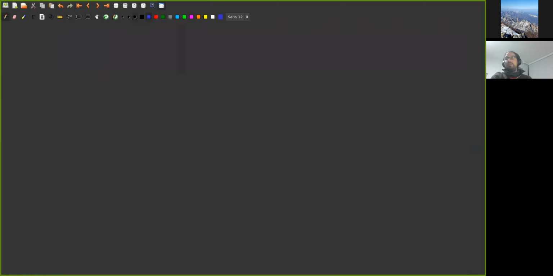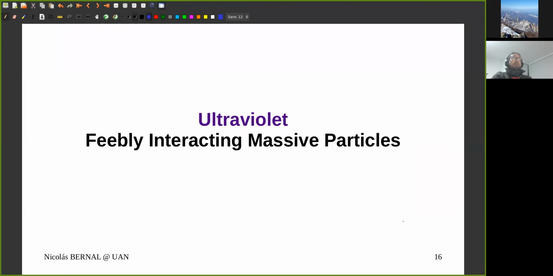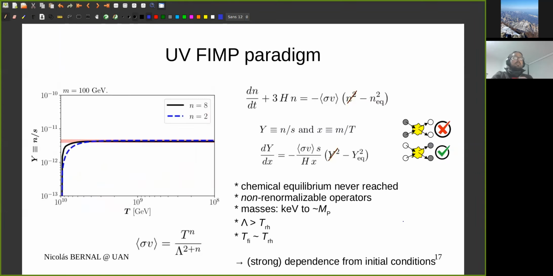And if there's an infrared freezing, surprise, surprise, it is because there's an ultraviolet freezing. So the idea is very similar. The basic idea of freezing is that chemical equilibrium is never reached. So here it is exactly the same. Chemical equilibrium is never reached between the two sectors. However, the main difference is that now we'll assume that the interaction between these two sectors, the visible, the standard model, and the dark sector, or dark matter, the connection is via a non-renormalizable operator, right?